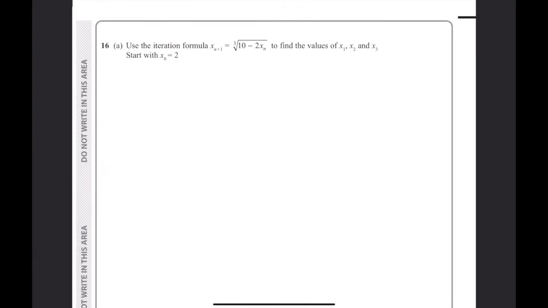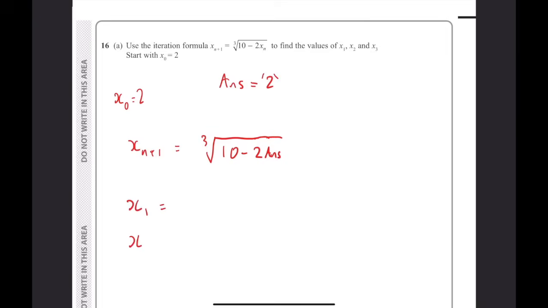So iteration. And this will be iteration to form a sequence. So what we want to do is put 2 into our calculator and you press equals. That will save your Ans button as 2. Then in your calculator you would put the cube root of 10 minus 2 Ans. And then if you hit equals, you're going to get x1. If you press equals again, you're going to get x2.